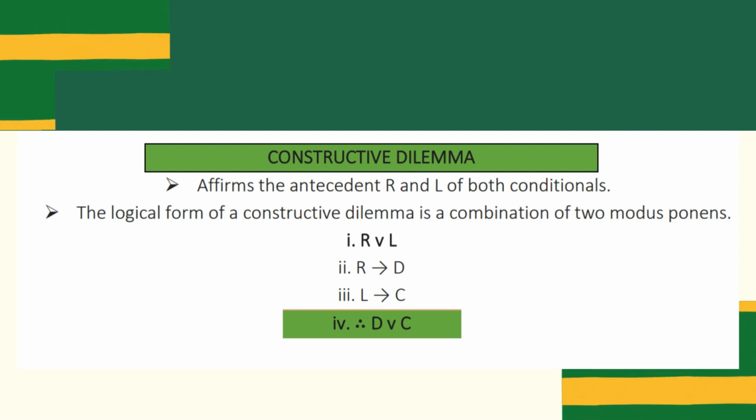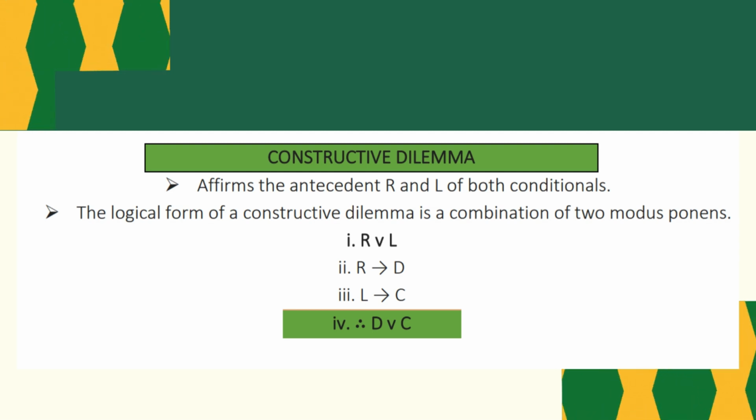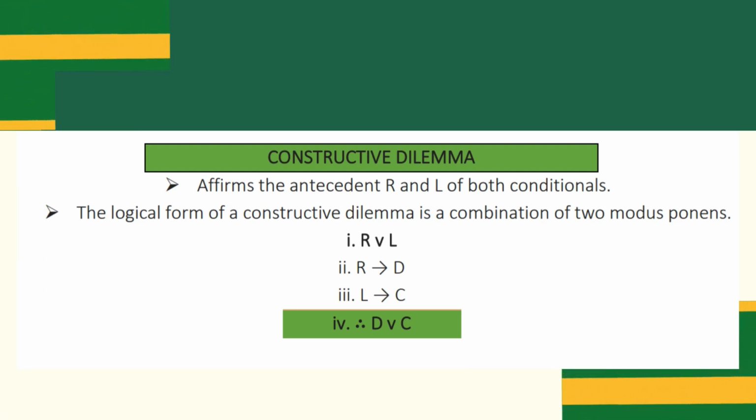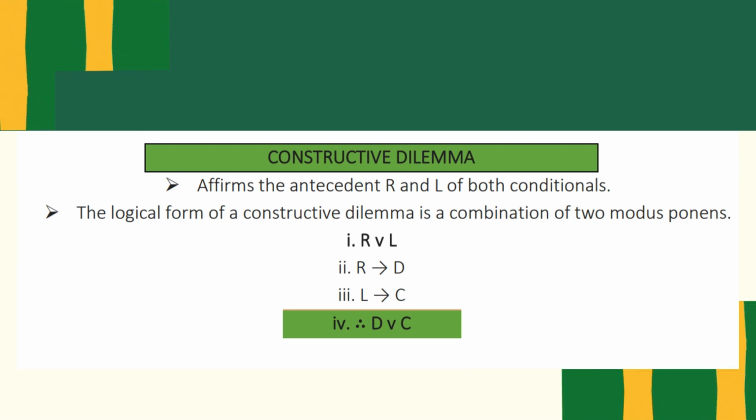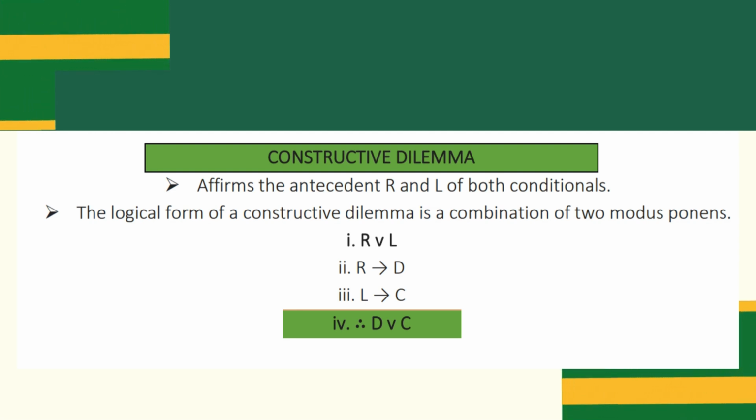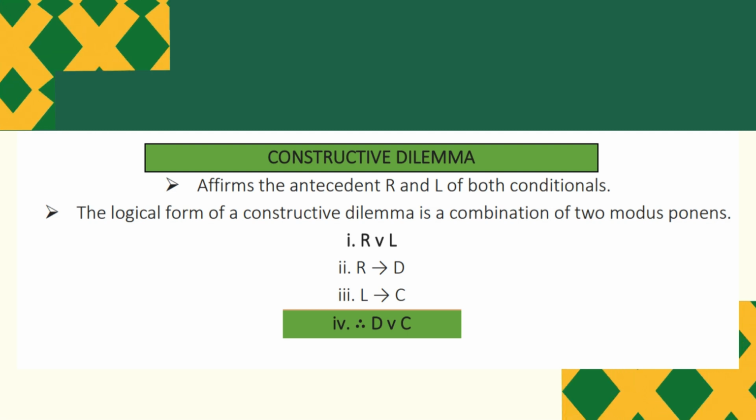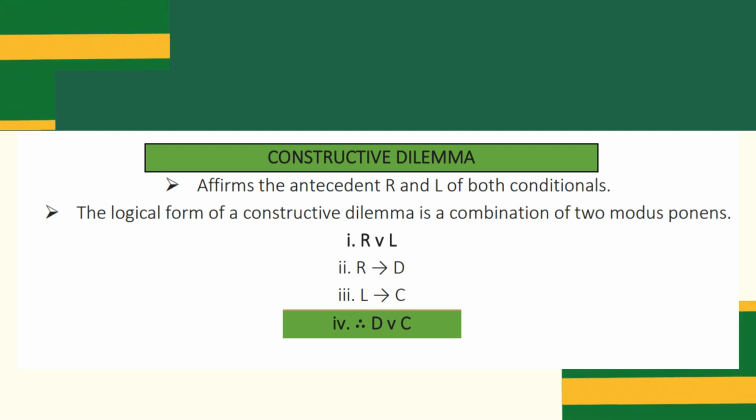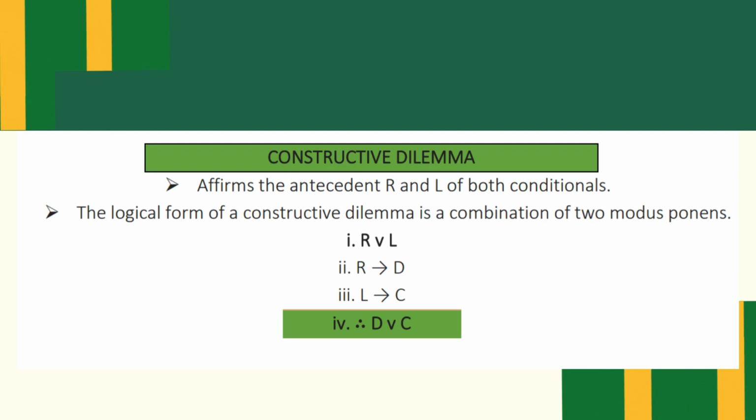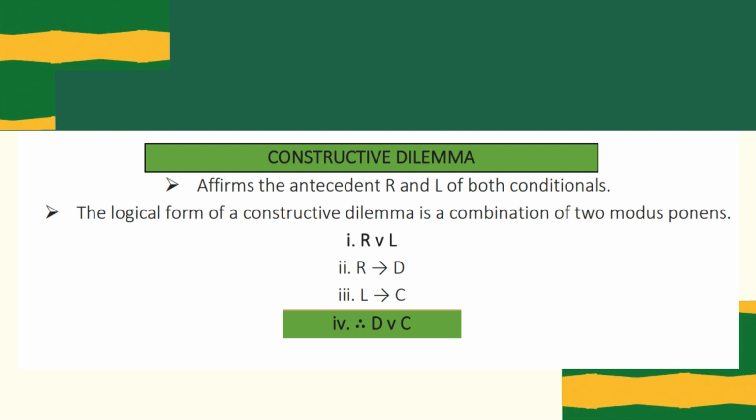Constructive dilemma affirms the antecedents R and L of both conditionals. The logical form of a constructive dilemma is a combination of two modus ponens. We have premise 1, R or L. Premise 2, if R, then D. Premise 3, if L, then C. Premise 4, therefore, D or C.